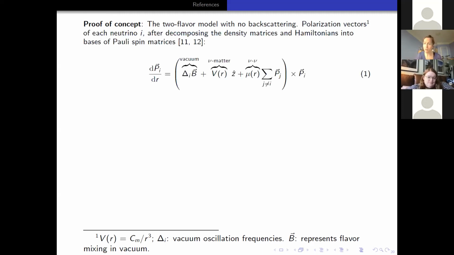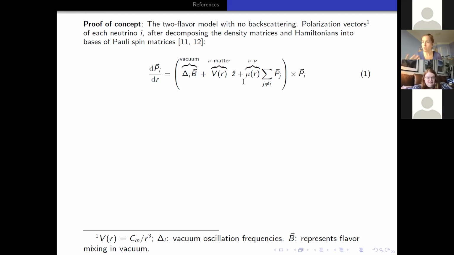So for those of you who know about this, I want to show you what the model looks like. We have the evolution of the polarization vectors, P sub i, after decomposing the density matrix into bases of polyspin matrices. So we have Px, Py, and Pz for each neutrino. We have a vacuum term, flavor will evolve even in a vacuum. We have an interaction term that represents interaction with the matter in the cloud for each neutrino beam. And then we have a term that represents the neutrino-neutrino coupling interaction.